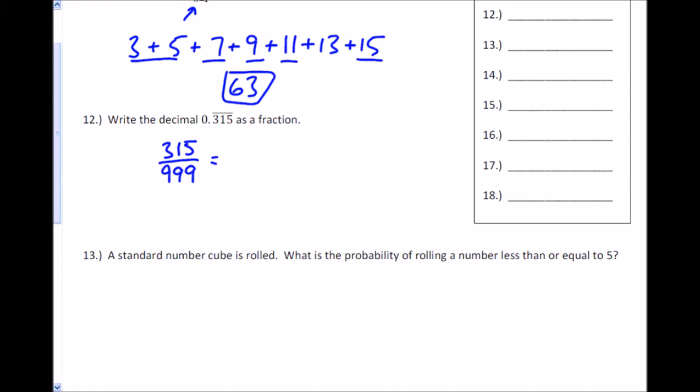When I look at the 315, it looks like that's going to be able to reduce. They're each divisible by 9 for sure. I don't know if they can reduce any further than that. Let's see what I get. When I divide them each by 9, I get 35 over 111. And I think that's it. I don't think that's going to reduce any further. Okay.